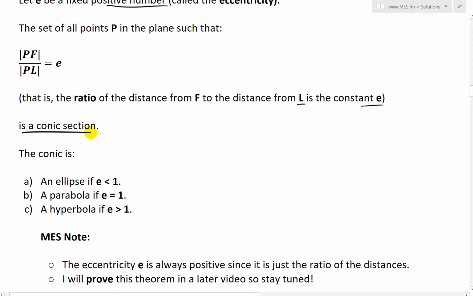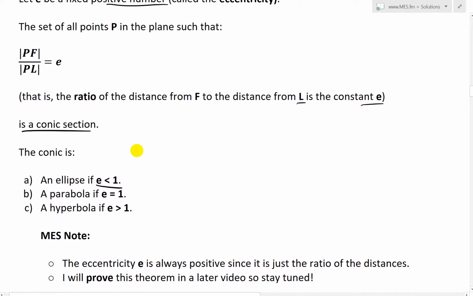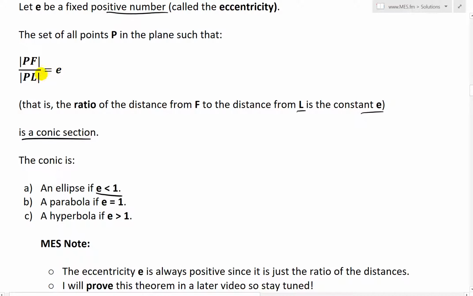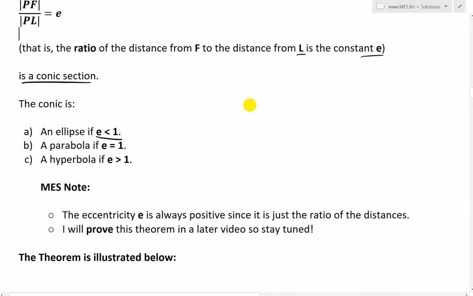And this is defined as being a conic section. If E is less than 1, so the ratio is less than 1, in other words the distance to the line is larger than the distance to the focus, that's an ellipse. And if the ratio equals 1, if it's exactly the same, then it's a parabola.